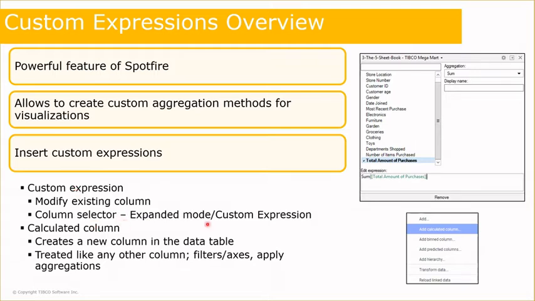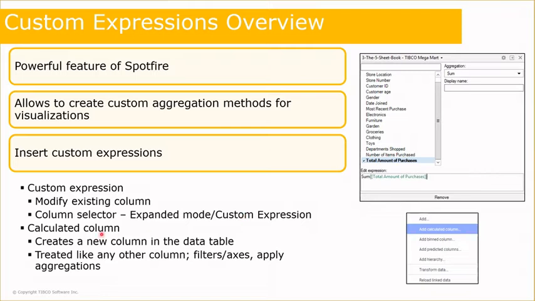So to insert these custom expressions, either we can go to this expanded mode, and here in the edit expression you can see sum of total amount of purchases written over there. You can just remove this and type in your customized expression. Either you can use this expanded mode, or you can right click on the x axis, y axis, color axis, all of these, and select custom expression.